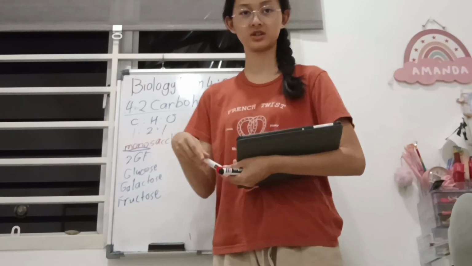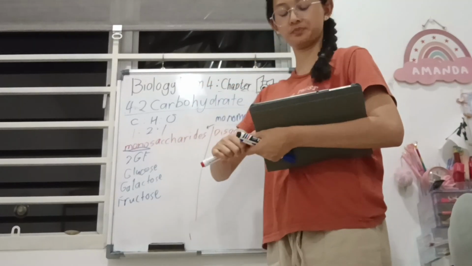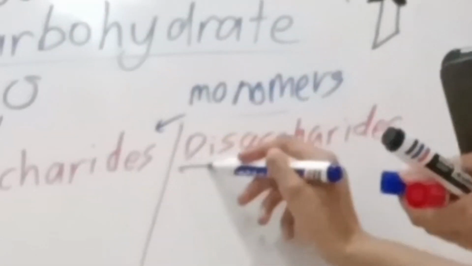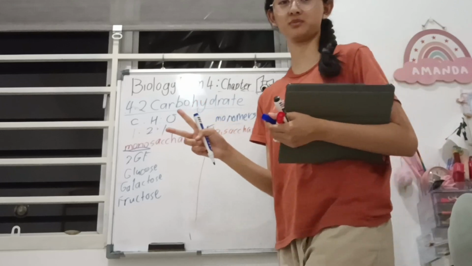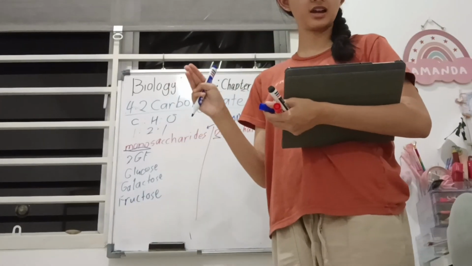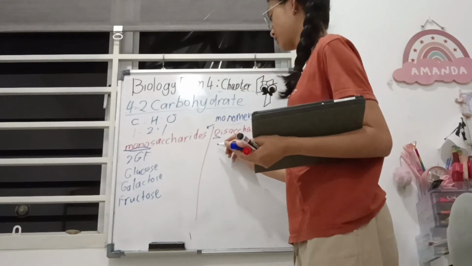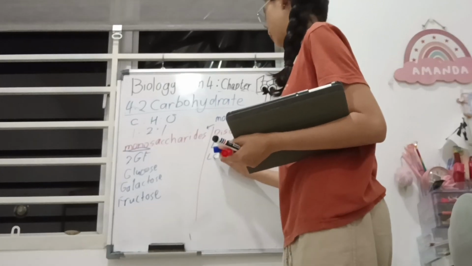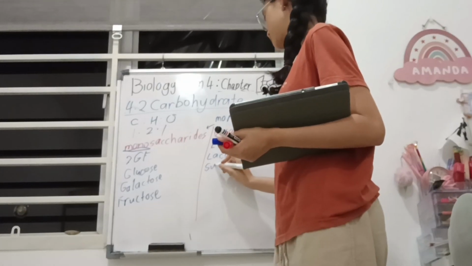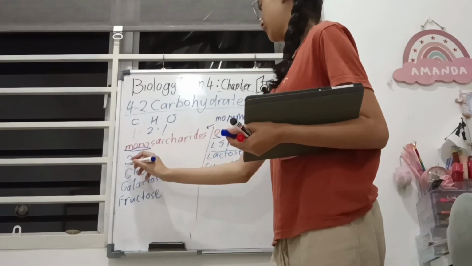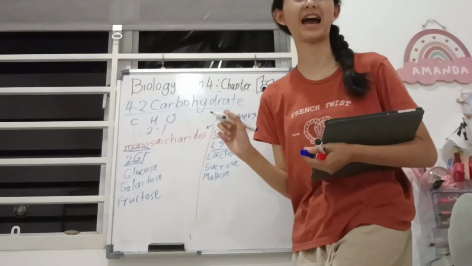Moving on to disaccharides. So, what are disaccharides? Di means 2. That means they have 2 monomers. They have 2 of these. There are also 3 disaccharides. This one is also easy to remember, like Spider-Man. Like is lactose. Spider is sucrose. Man is maltose. 2 girlfriend like Spider-Man. Haha.